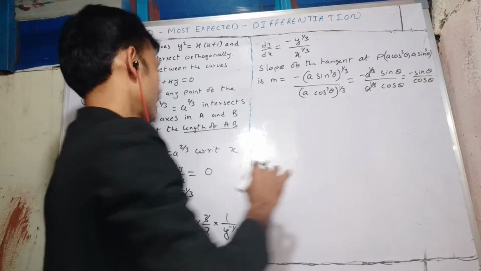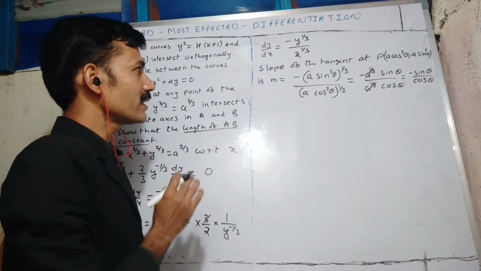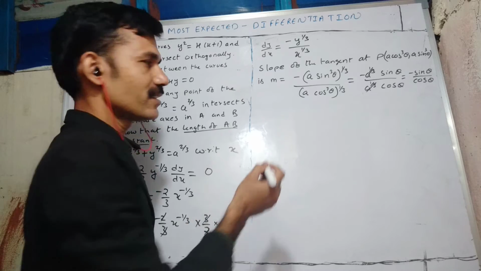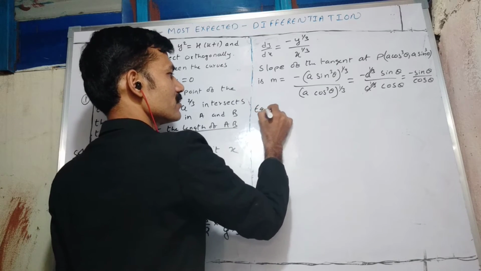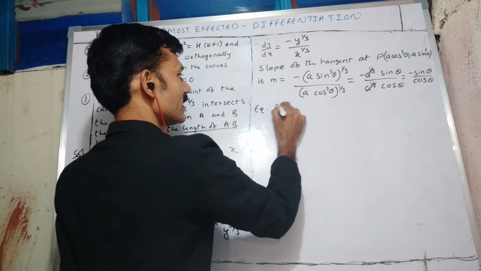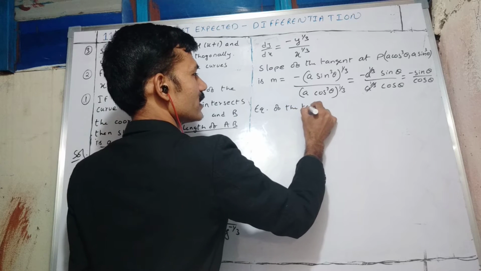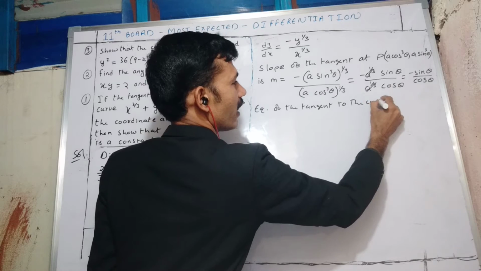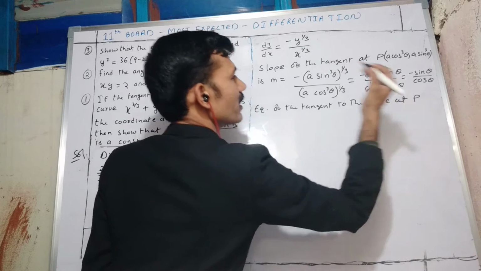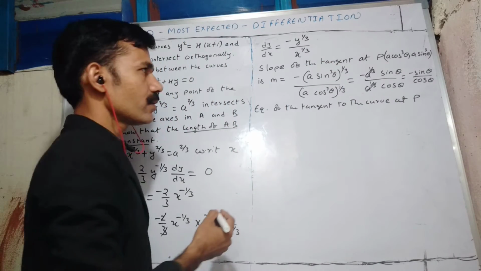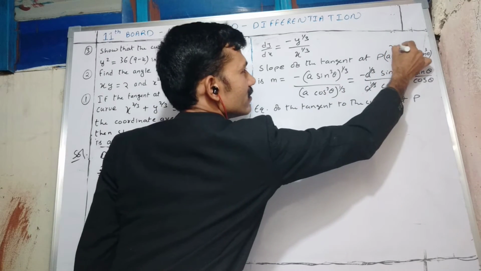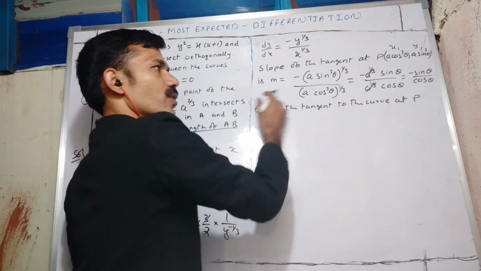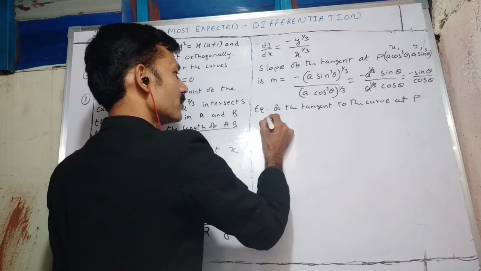Up to here 1 mark. Here 1 mark. Next what do we have to do? Why are we doing differentiation? We have to find the equation of the tangent to the curve at P. Okay, we know one point and the slope is also known. So use the point-slope form.